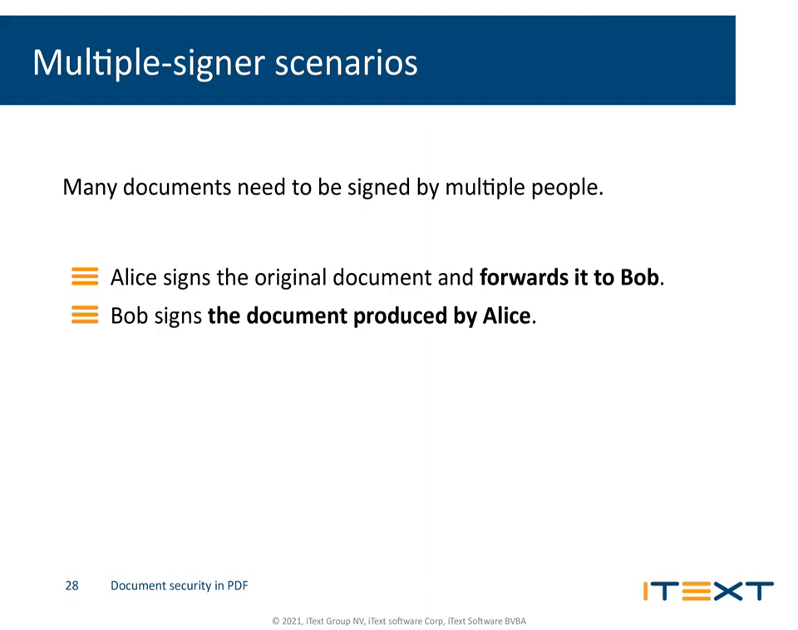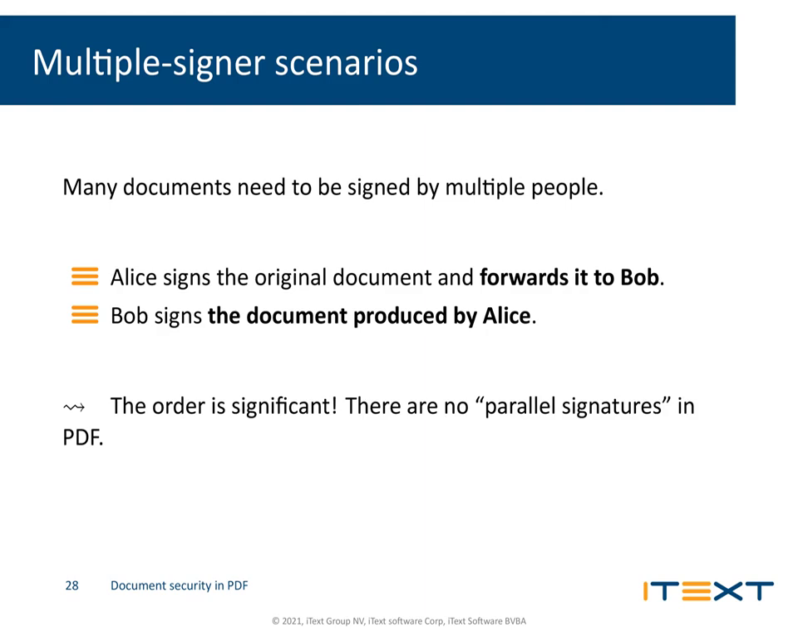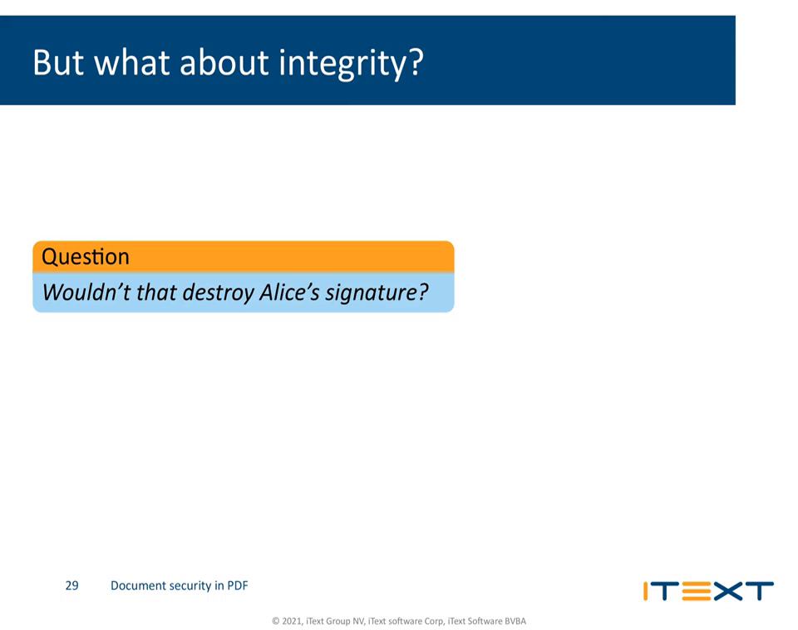and then add his own signature to the document produced by Alice. So one thing that's important to remember here is that the order actually matters. In PDF, there is no such thing as a parallel signature or something. So all signers have to add their signatures one after the other. So if you've really been paying attention, the question that I'm about to ask now is probably not that surprising.